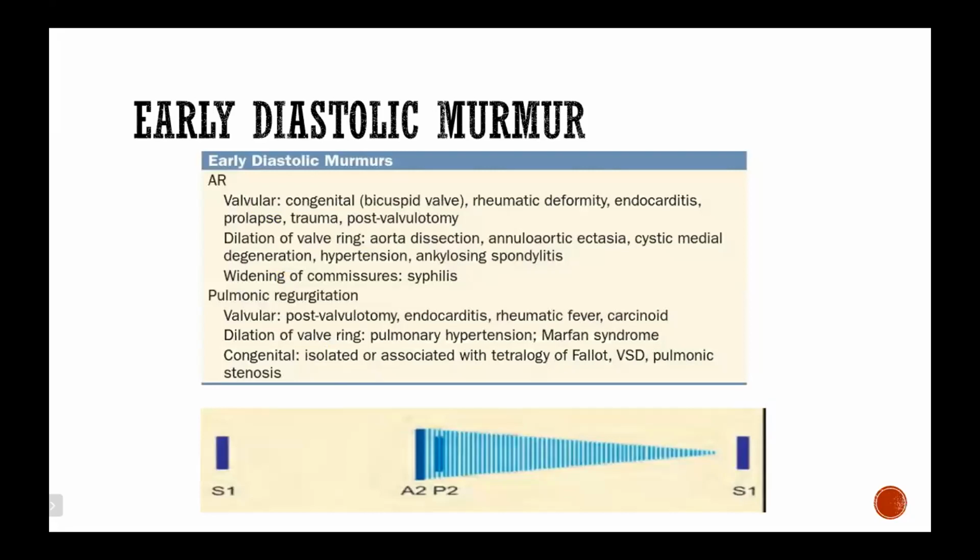Then coming to diastolic murmur. First is an early diastolic murmur. Early diastolic murmurs are those murmurs which begin at S2. They usually have a decrescendo pattern and will end before the next S1. These early diastolic murmurs are usually seen in regurgitant lesions of the semilunar valves, that is AR as well as PR. And the named murmur that you have to remember here is Graham Steell's murmur, which is basically a high-pitched early diastolic murmur seen in pulmonary regurgitation.